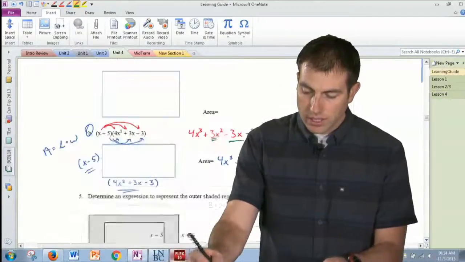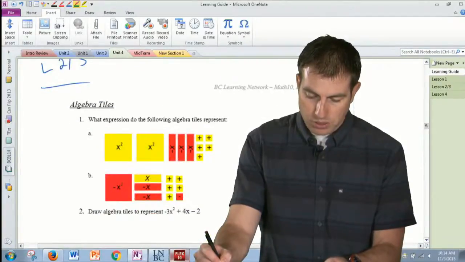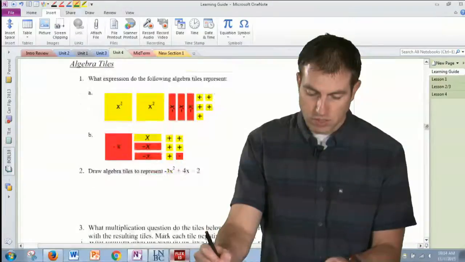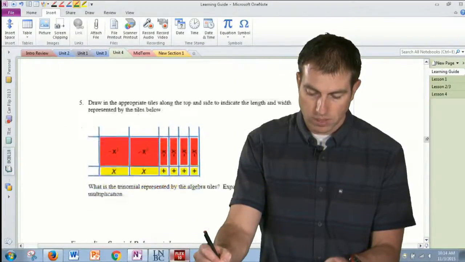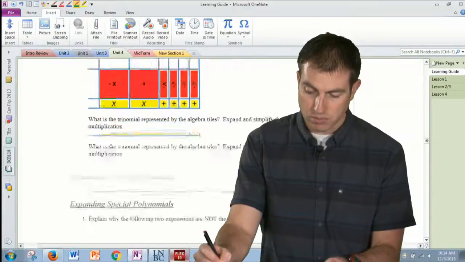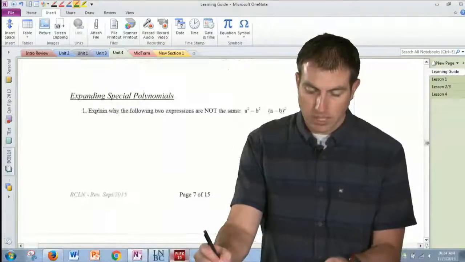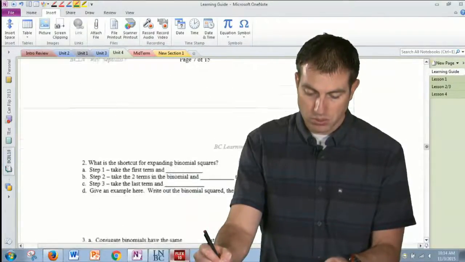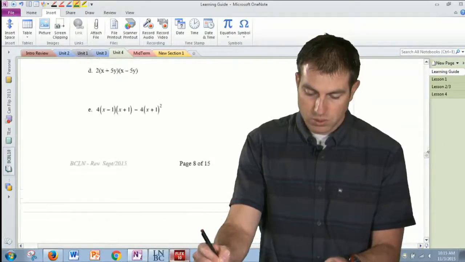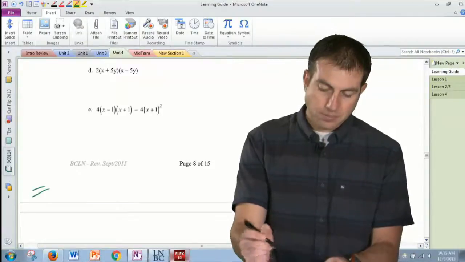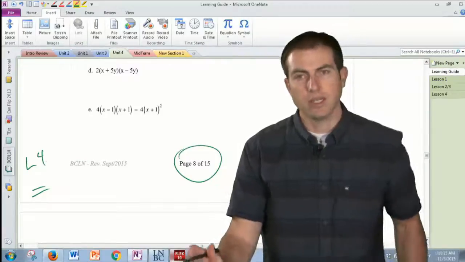In terms of the learning guide, how far did we get? You can see the next section, algebra tiles. I'll go through the answers to these if you want. If you don't want to do them, then I guess you don't have to, but they do come up on the provincial exam, so it's worth at least going through these. Maybe we'll go through those when we have some time later on. Expanding special polynomials should be good. We've done examples of those things. So you should be up to page 8 now. This is lesson 4.